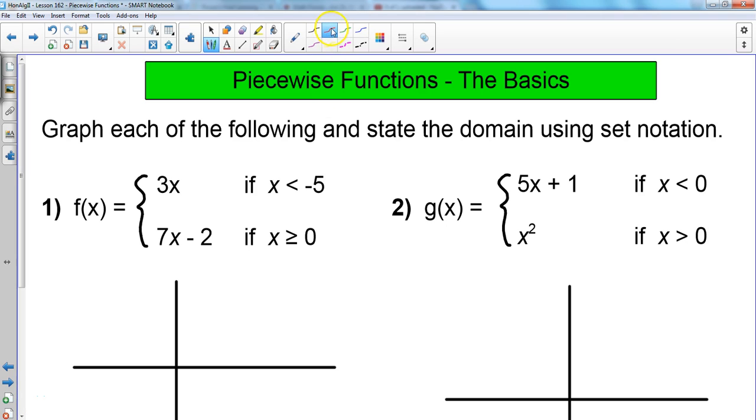All right, guys, so a couple quick examples that we want to go through just regarding piecewise functions. We want to graph each of the following, state the domain using set notation.